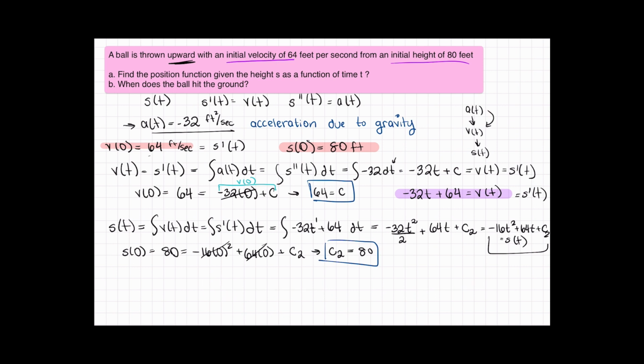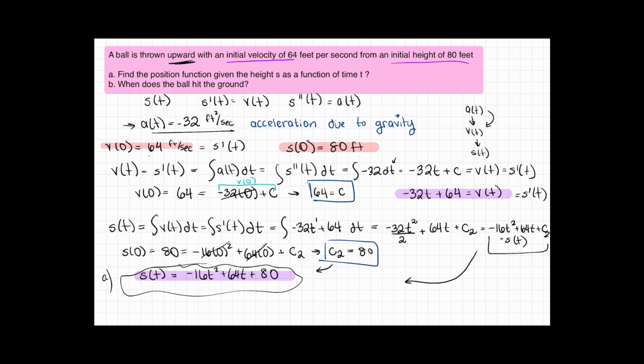So now we can just write more explicitly. s(t) is negative 16t squared plus 64t plus 80. And that's from combining these two pieces of information. And this right here is our result. It's our final result right here. Yay! That's part A.